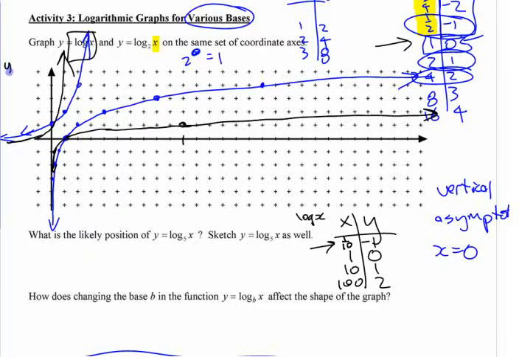Okay. For y equals b to the x, it curves up more sharply. For y equals log base b of x, it turns sideways more sharply. Okay?